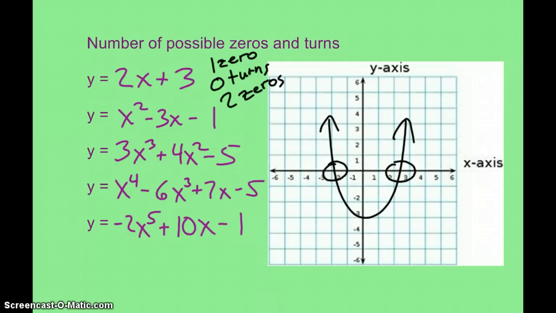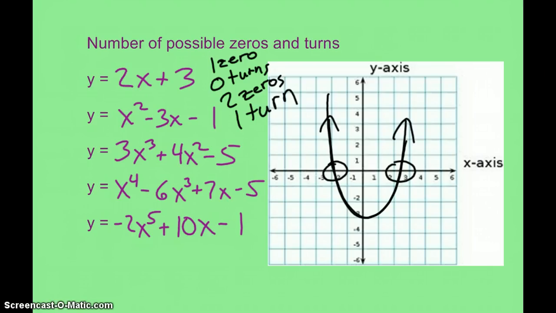and now we can kind of see what we're talking about with turns, where we change direction. Our graph was going down as we came in from left to right. Then it hit this point and started going up. So it turned, it changed direction. So this graph had 1 turn in it.